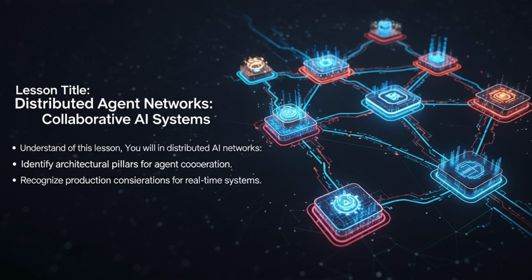By the end of this lesson, you will be able to understand the core components of distributed AI networks, identify the architectural pillars that enable agent cooperation, and recognize critical considerations for deploying these systems in real-time production environments. We'll explore how these networks achieve secure communication, make collective decisions, and efficiently share resources, all without a single point of failure. This isn't just theory, it's about building resilient, intelligent systems for the future.